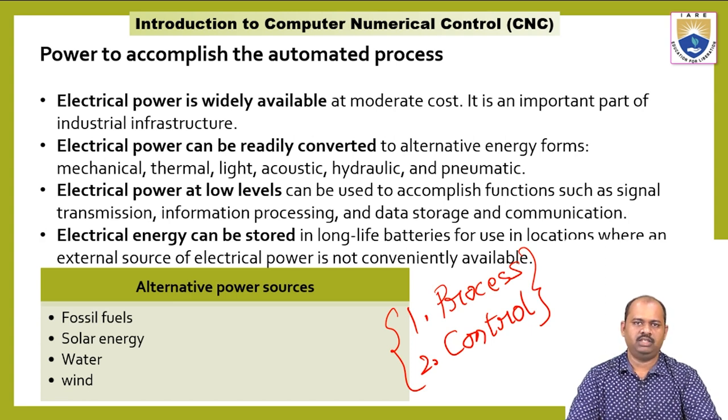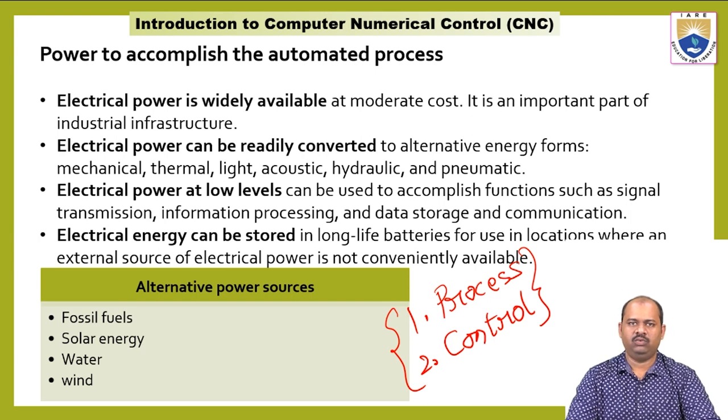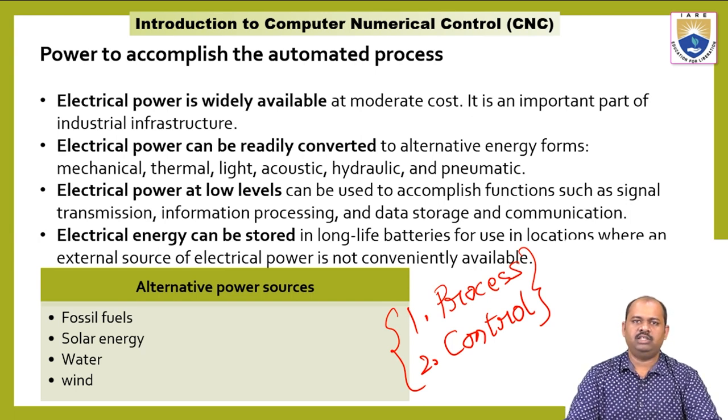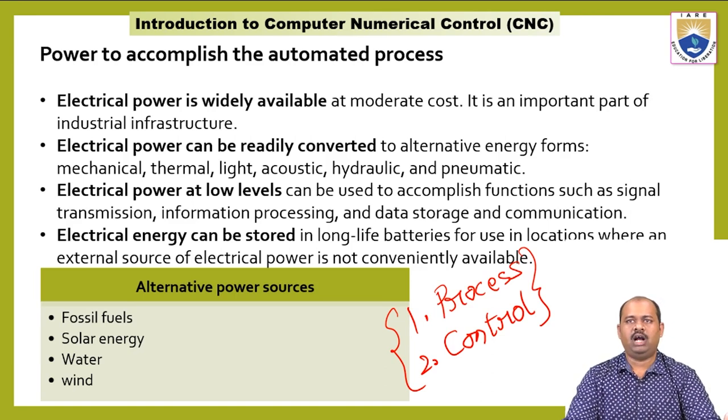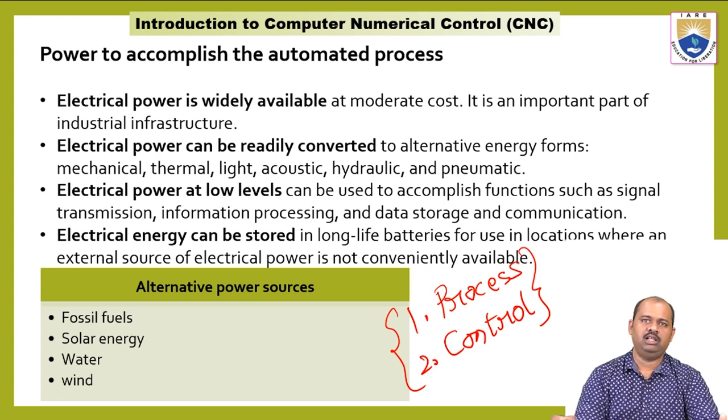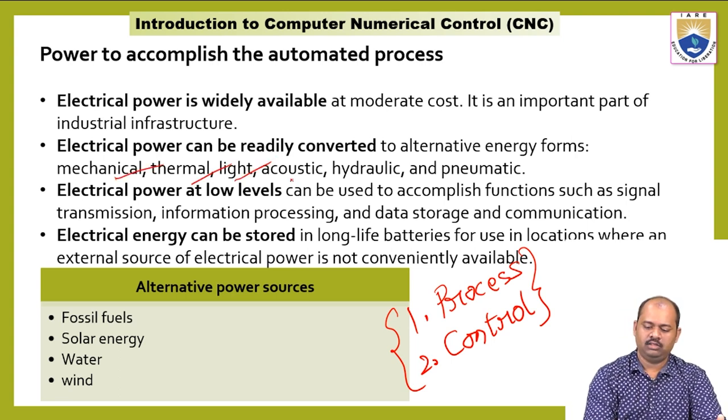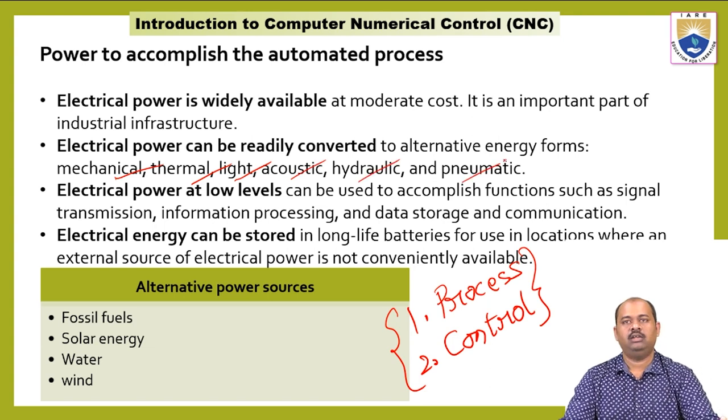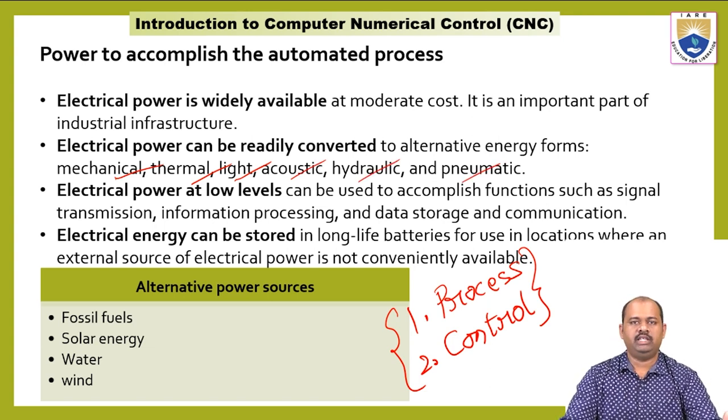So it is an important part of the industrial infrastructure. In most of the industries which are related to any kind of manufacturing, starting from nuts and bolts to the aeroplane industry, electrical energy is the key source of energy for any kind of manufacturing process. So it is an important part of industrial infrastructure. Without electricity, we cannot start an industry. And then the second point is, electrical power can be readily converted to alternative energy forms like mechanical, thermal, light, acoustic, hydraulic and pneumatic.